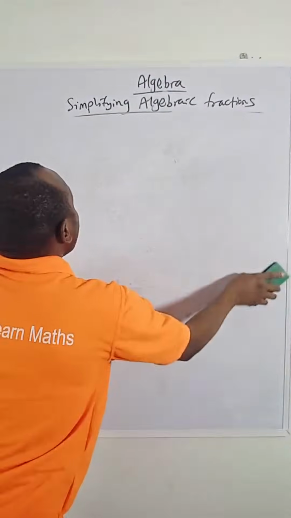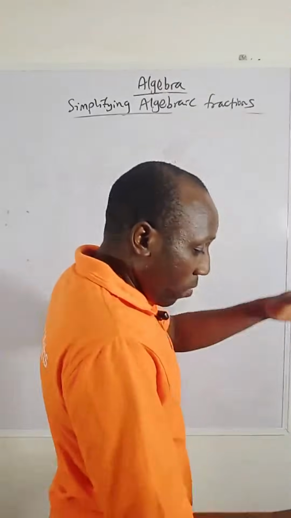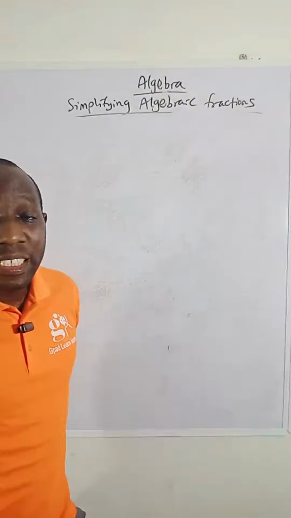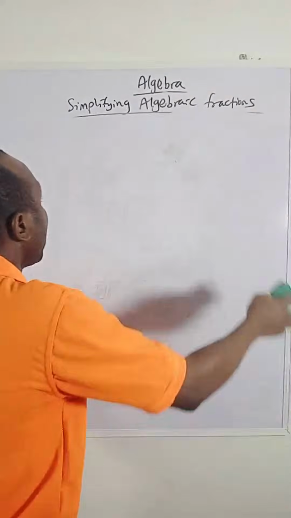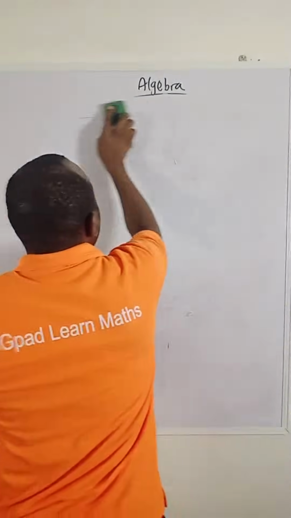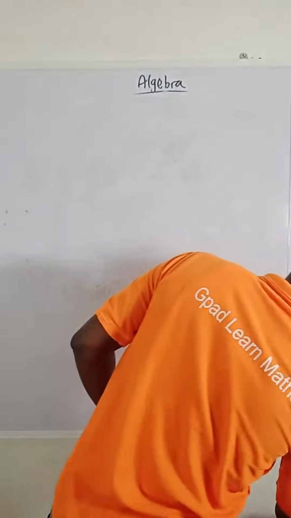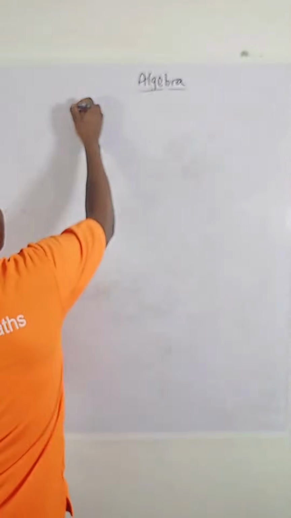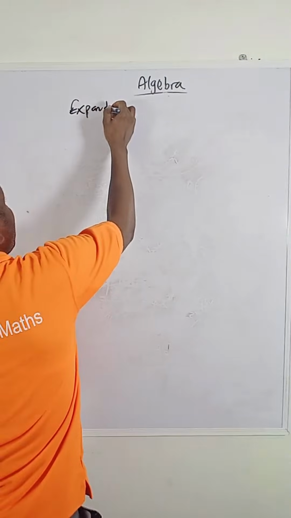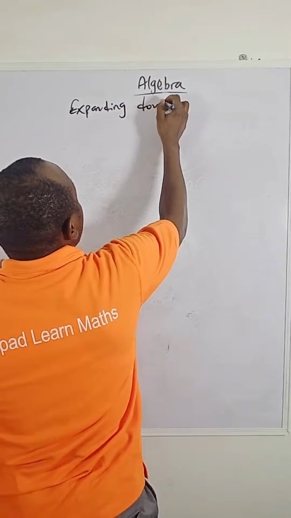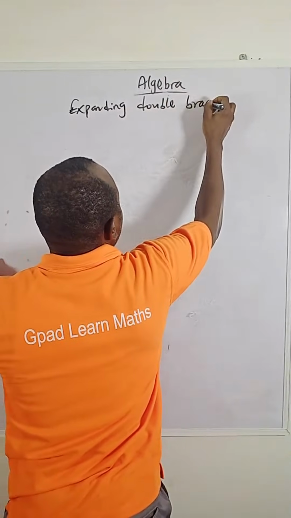I hope this is clear, people. So we have looked at all of those things. We now want to look at expanding double brackets. Expanding double brackets. Let's do that.